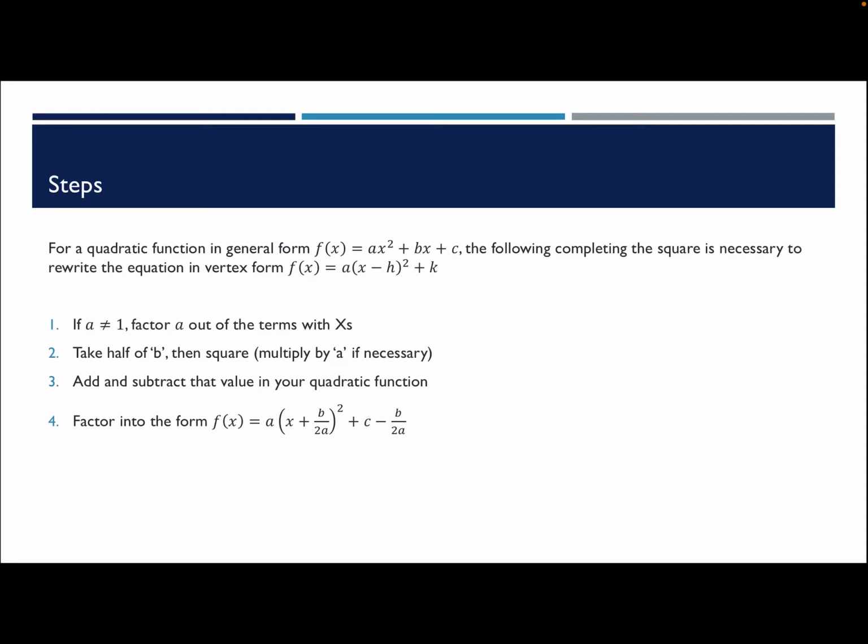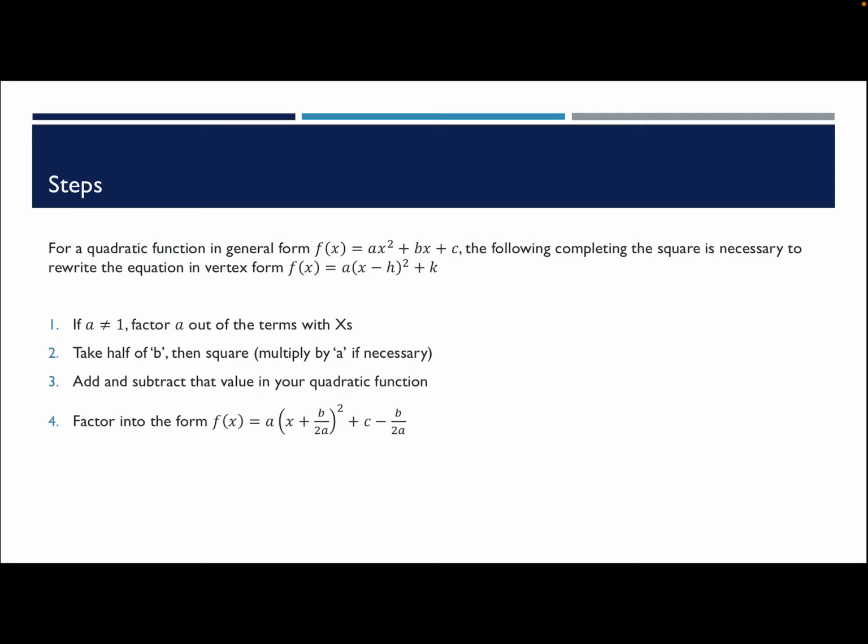All right, so the steps for completing the square: you have to have a general form quadratic. And the steps are, one, if a is not equal to 1, you have to factor that a term out of the terms with x's. Two, we're going to take half of the resulting b value, that value with x, and square that value. And three, you're going to add and subtract that value in your quadratic equation.